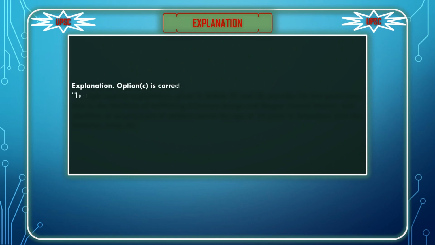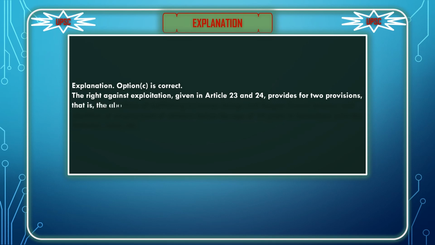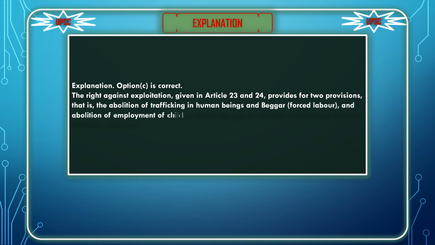Explanation. Option C is correct. The right against exploitation, given in Article 23 and 24, provides for two provisions, that is, the abolition of trafficking in human beings and forced labor, and abolition of employment of children below the age of 14 years in hazardous jobs like factories, mines, etc.